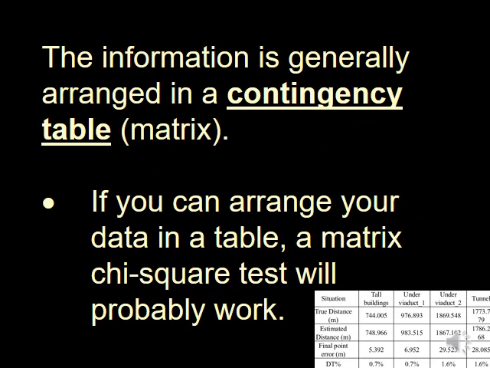The really important thing about a matrix chi-square test is it always involves some sort of a table. If you look through this section in the book, what they're going to tell you is that you can arrange your data in a contingency table. If you see a bunch of numbers that are all displayed in a table, in rows and columns, it's probably going to involve a chi-square test. A matrix is just a fancy word for a table, and that's why I tend to call this a matrix chi-square test, because we're actually going to use the matrix feature that's built into your calculator.